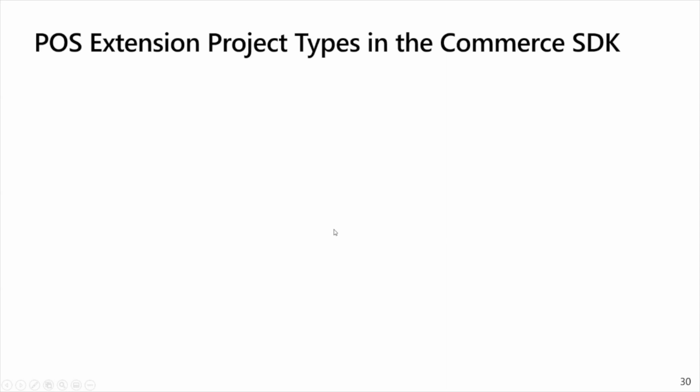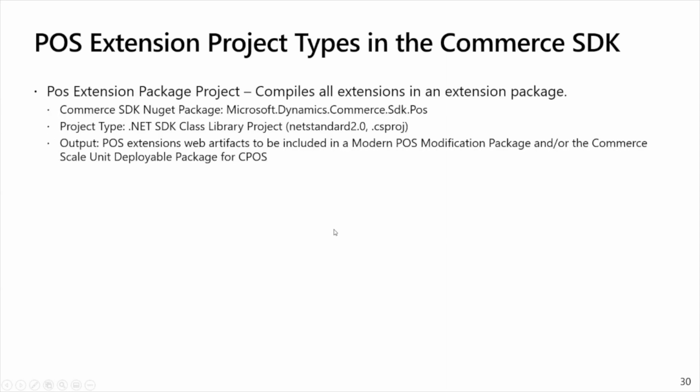This packaging model is facilitated by three different project types in the Commerce SDK. I'll just quickly run through those. The first is the POS extension package project. This is the project where all of the code for POS extensions lives, including the manifest JSON. This is the project that will compile all of that TypeScript and generate the web artifacts as output, which will then be included either into the modern POS modification package or the scale unit deployable package for Cloud POS.